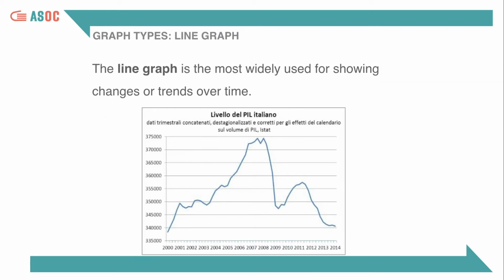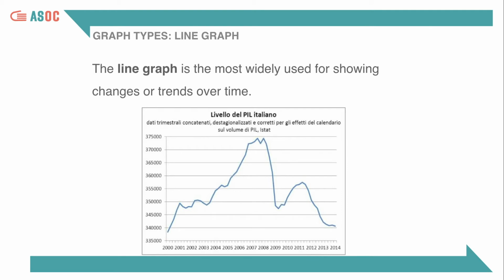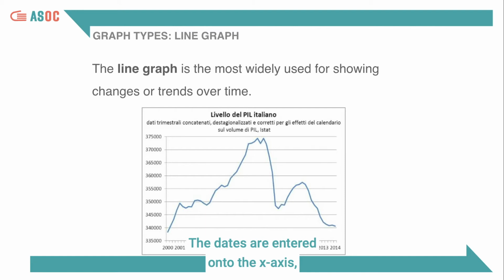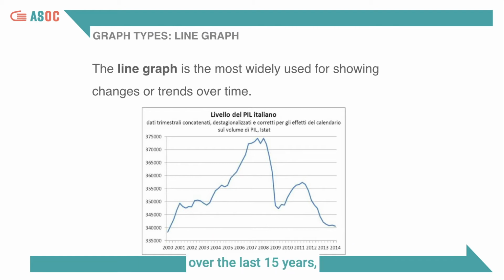Let's review them. The line chart is ideal to show a trend over time and the changes in a phenomenon. The dates are entered onto the x-axis and the quantities onto the y-axis. So if, for example, you want to see the trend of the gross domestic product over the last 15 years, you would make a line chart.